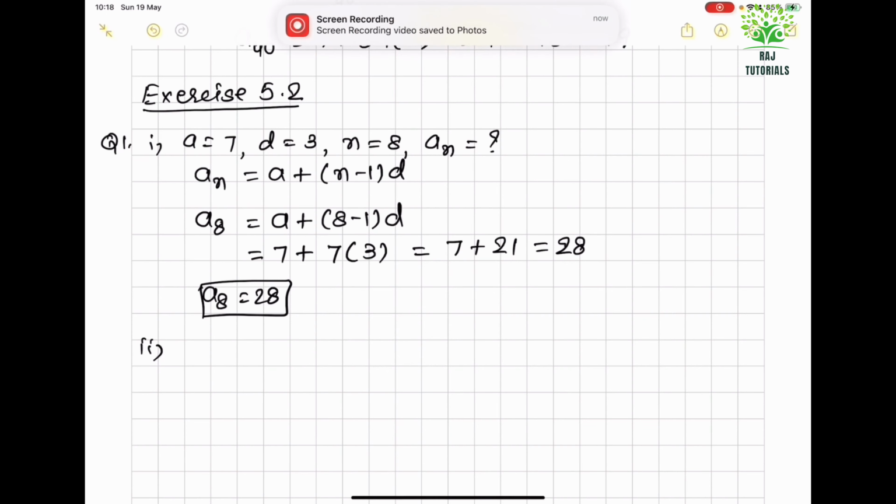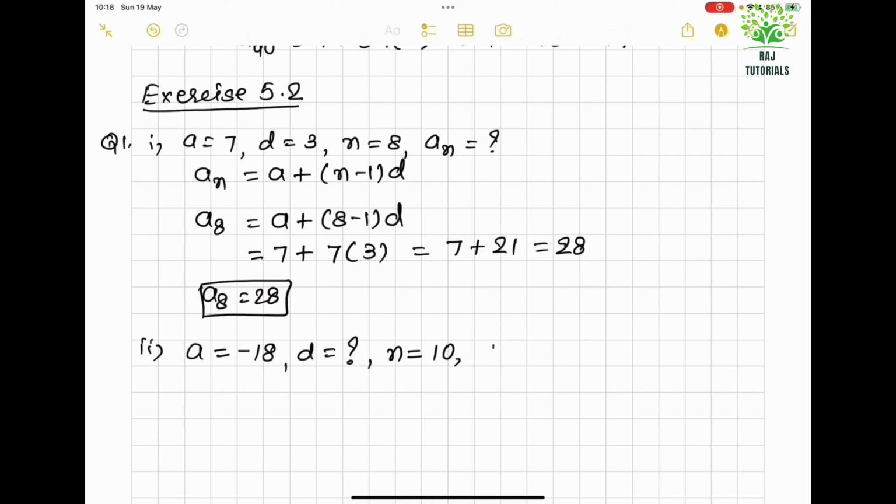B1, or the second one, it says first term A equal to minus 18. D I am not given. N is 10 and AN is 0. That is, they have given me A, they have given me N, the 10th term, and they have given AN, that is 0. So how can I do this?